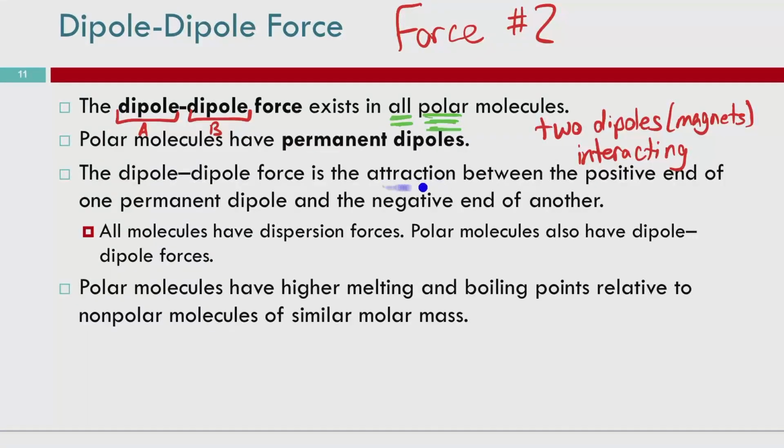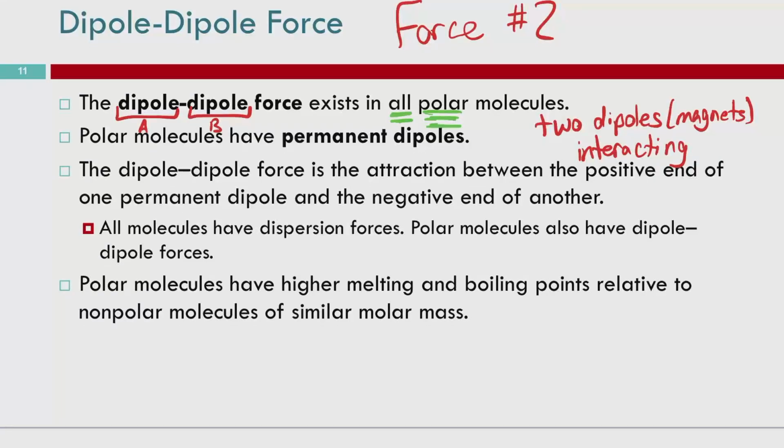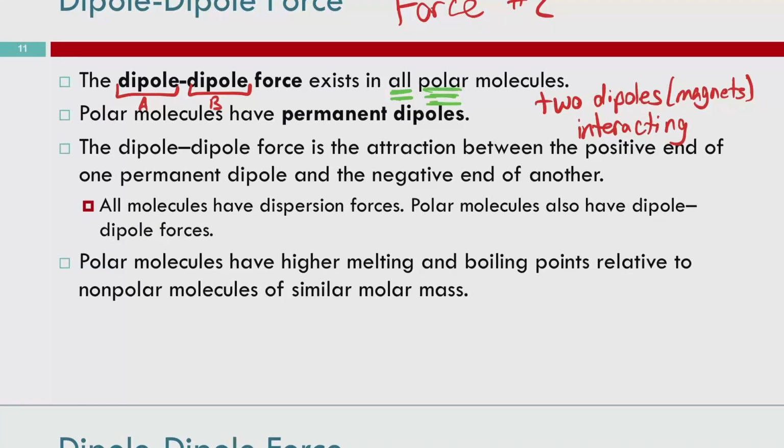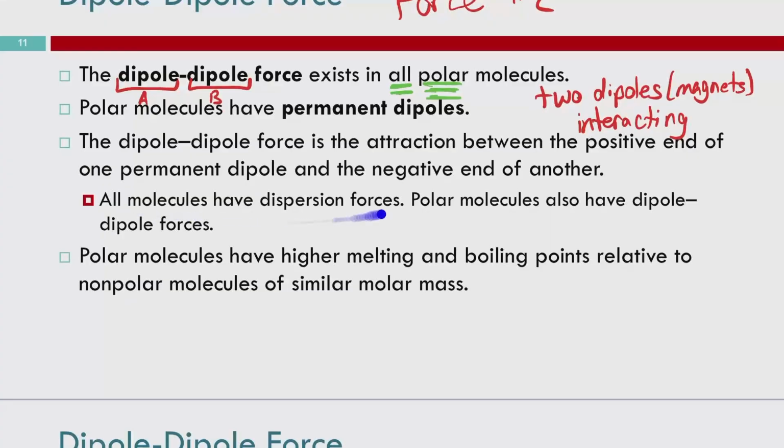And so we get an attractive force between the positive end of one permanent dipole and the negative end of another. So this is between two molecules that are close to each other, two molecules usually of the same thing, close to each other, the positives and negatives can find each other, they can be attracted to each other. So whereas all molecules have dispersion forces, polar molecules on top of that also have dipole-dipole forces. This is a second force we're layering on top of our first force.